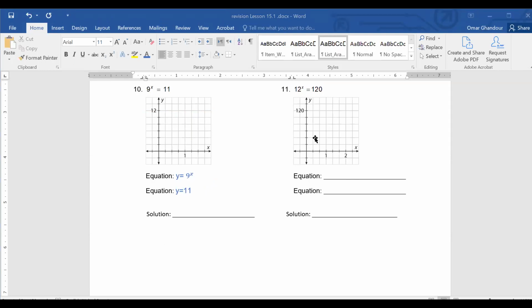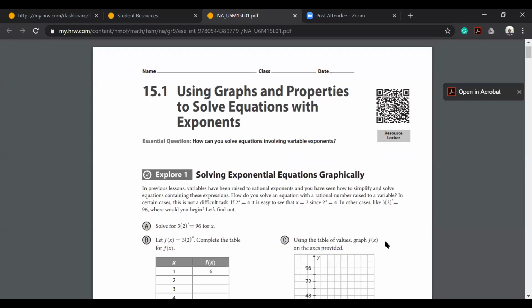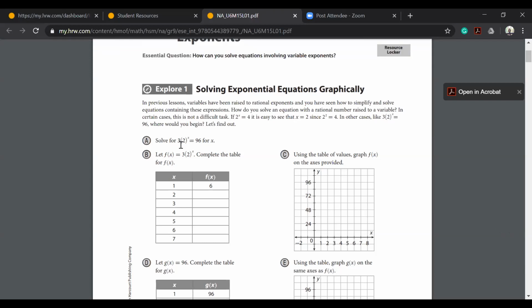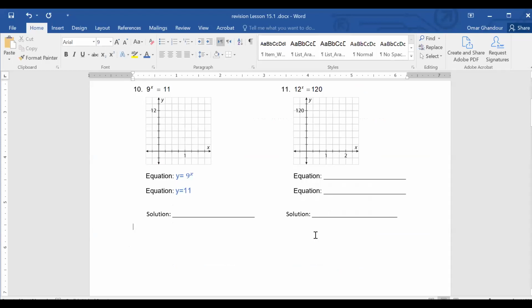In the first question in your book, just to be clear, in here, yes, 2 to the power of x equal to 96. What did we do? You have to remove the 3 first, as we said. We have to remove the 3 first. Or even you can graph with it. Okay, let's go back to our solution. Let's do our solution here.